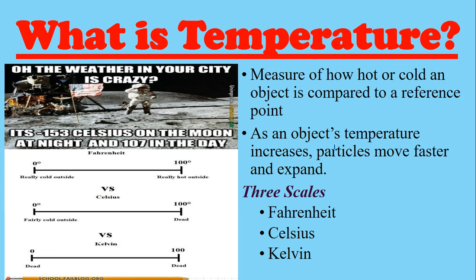I digress. The thing is, when an object's temperature increases, the particles in there start to move faster and they expand. Think about going between a solid to a liquid to a gas to a plasma, what the particles look like. Now, there are three scales here. We have the Fahrenheit scale, which is America, the Celsius scale, everywhere else, and the Kelvin scale, which is more of a scientific one, especially as it's all positive numbers, and it deals with high temperature stuff like the moon, like the sun.